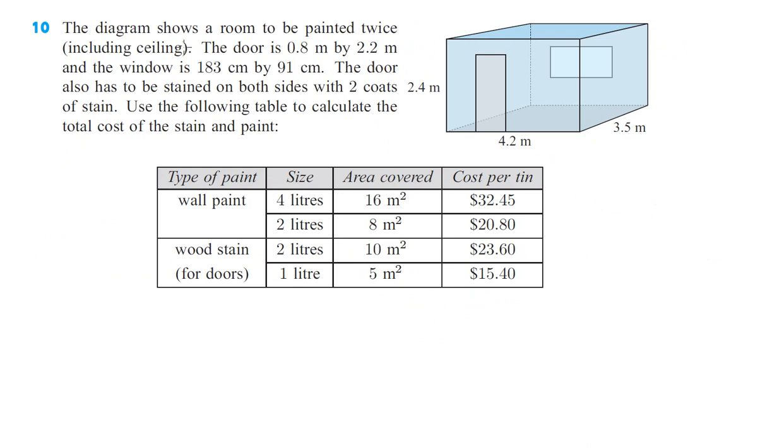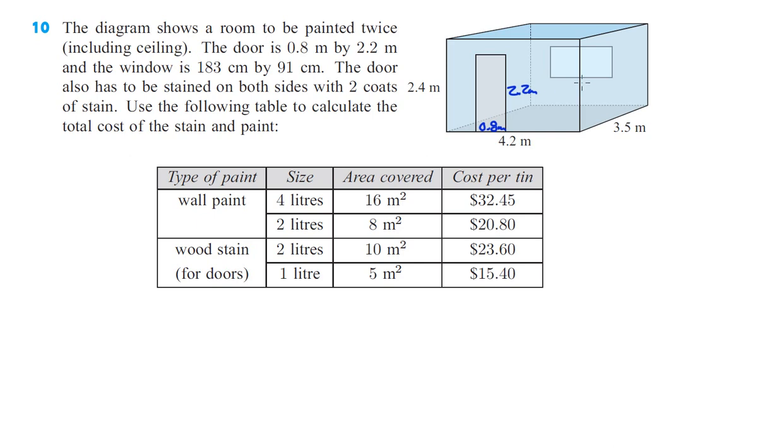Question 10. The diagram shows a room to be painted twice, including the ceiling. The door is 0.8 meters by 2.2 meters, so let's write that on there: 2.2 meters by 0.8 meters. The window is 183 centimeters by 91 centimeters, so that's back there. The door also has to be stained on both sides with 2 coats of stain. Use the following table to calculate the total cost of stain and paint.